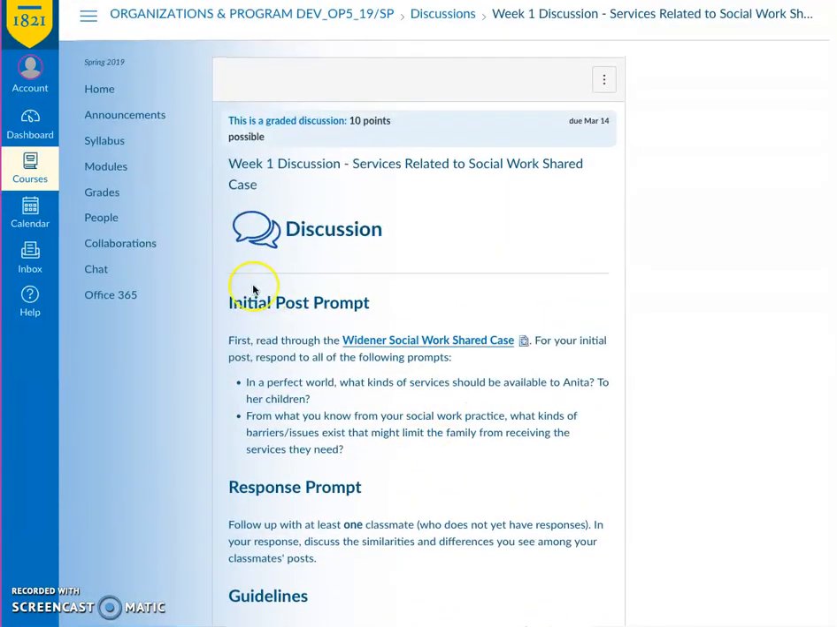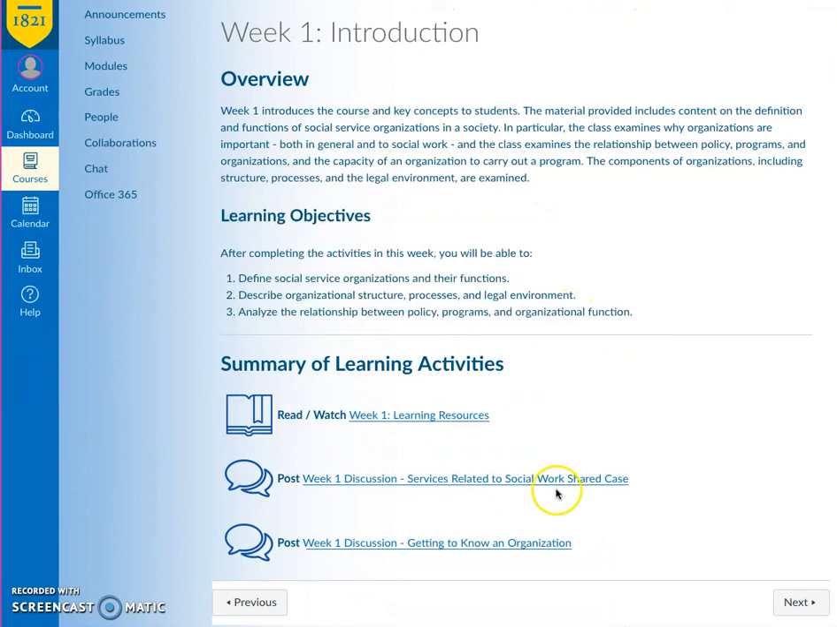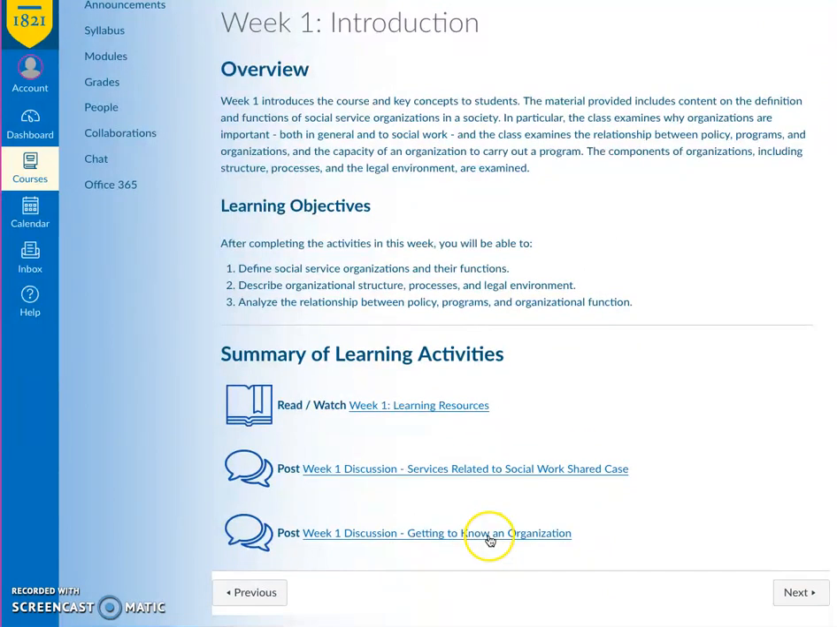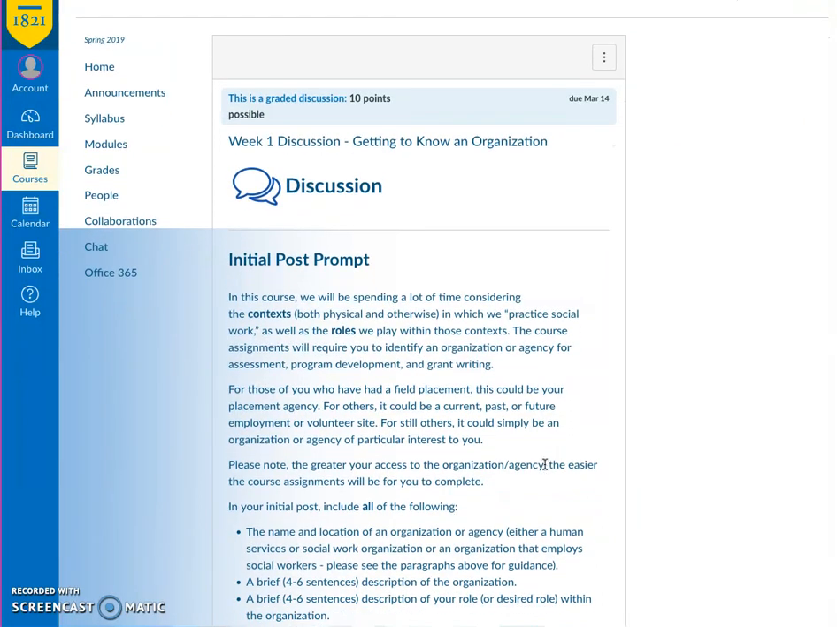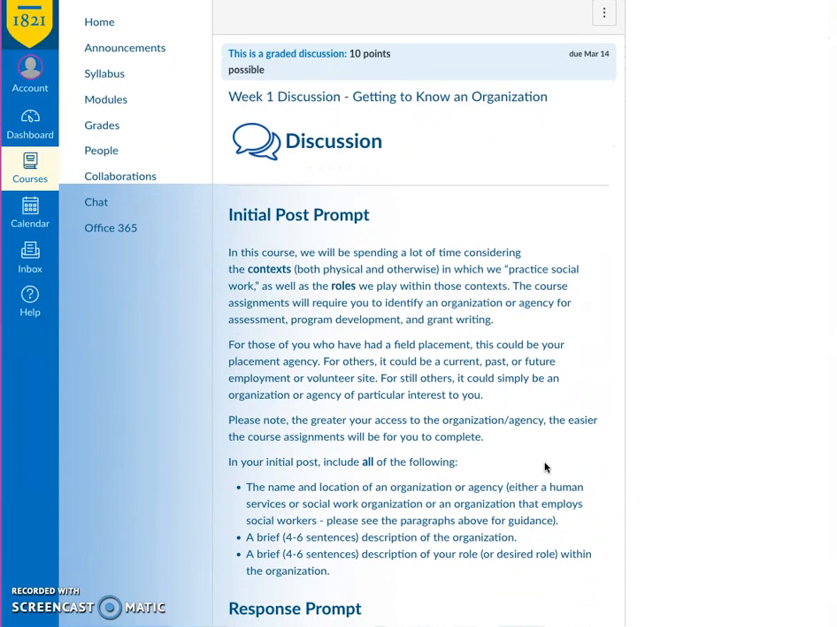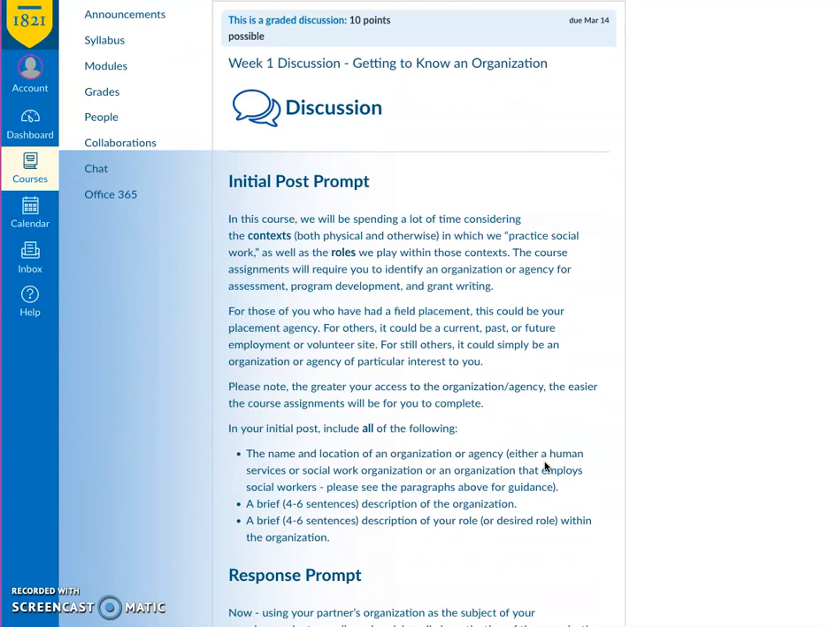So for your second discussion board post, getting to know an organization, you will have to pick a human service organization that employs social workers in some capacity. This can be an organization that you have had your field placement or you work for, or you volunteer at.